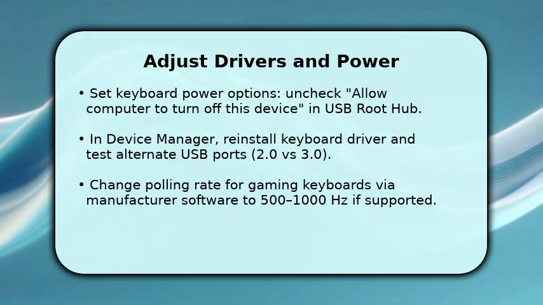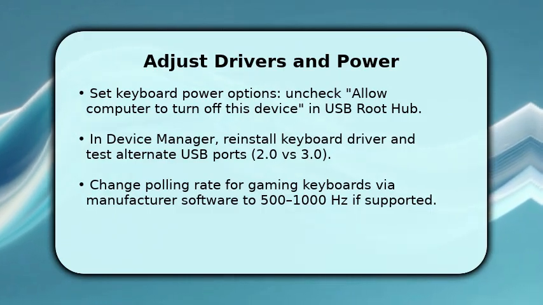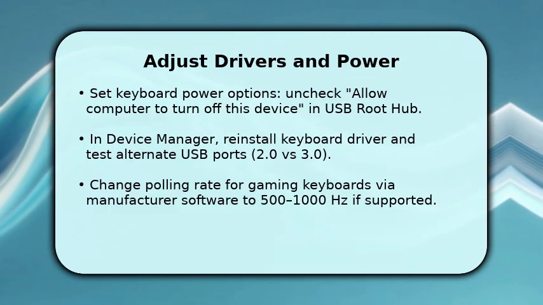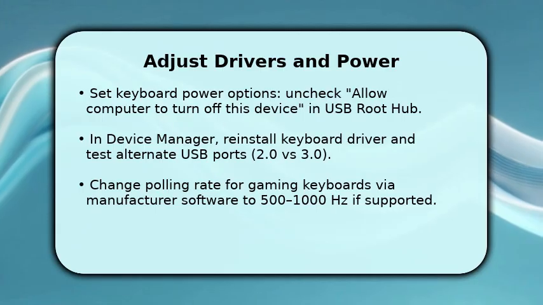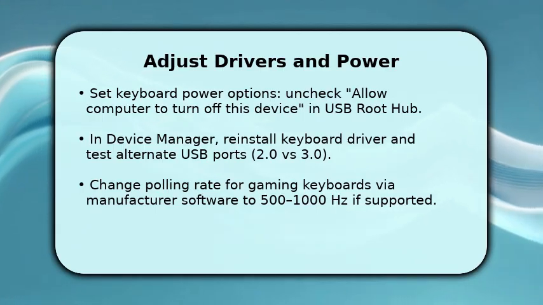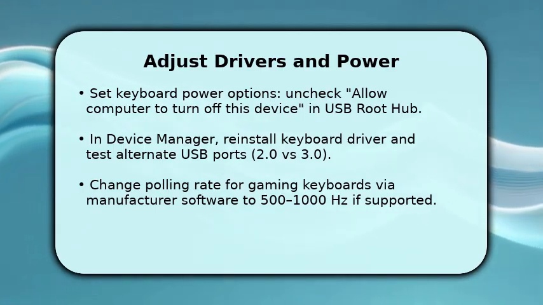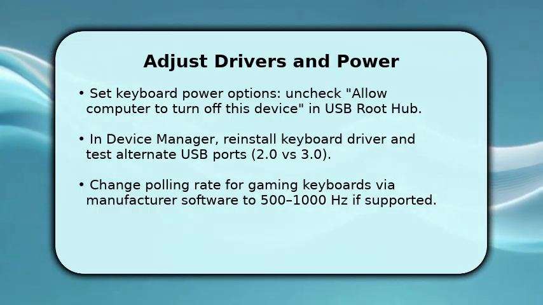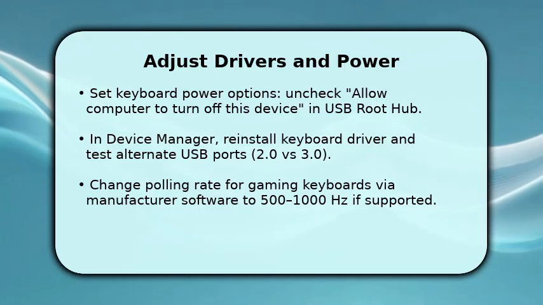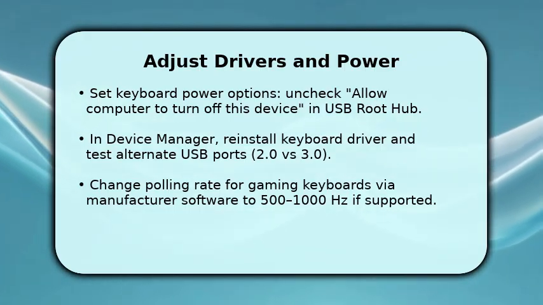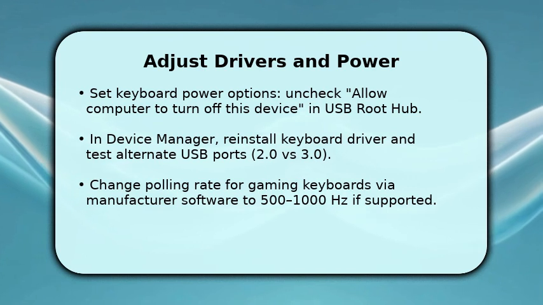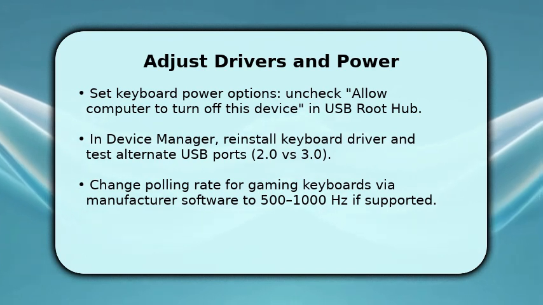You open USB root hub properties and uncheck Allow computer to turn off this device so the port doesn't sleep between keystrokes. Once done, reinstall the keyboard driver to clear corruption and try different USB ports, sometimes USB 2.0 reduces micropauses on older boards. If you have a gaming keyboard, adjust polling rate in its utility to 500 or 1000 Hz. Higher polling lowers perceived delay while using more CPU.